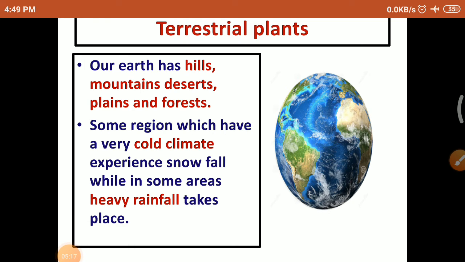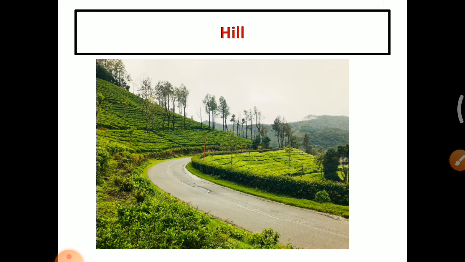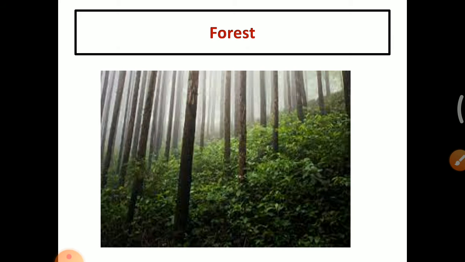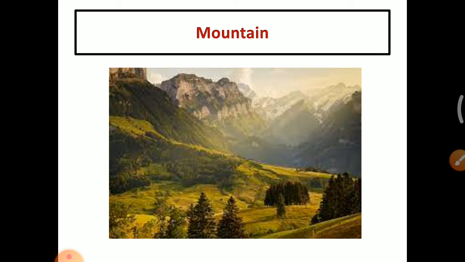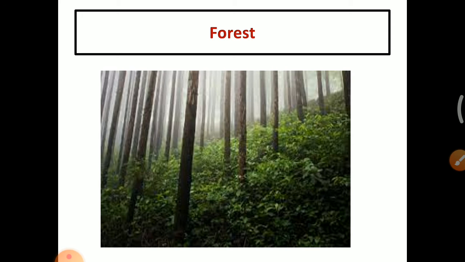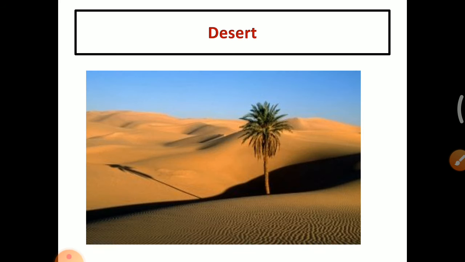So from this we can say that different land regions also differ from each other due to the change in climatic conditions. Look at this image. This is a hill area. This is a forest. And this is a mountain. This is a desert. Are all the regions the same? No. Due to the climatic conditions, the regions are different from each other.